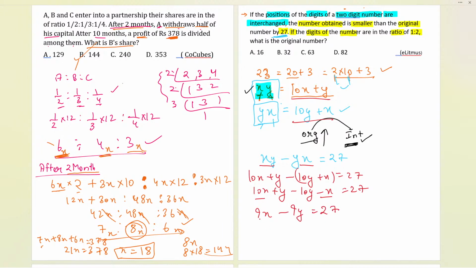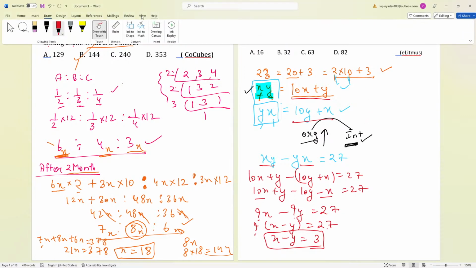If I simplify, 9 we can take common. Taking it to the other side, x minus y will be 3, since 27 by 9 is 3. So x minus y equals 3. We have got our equation. Acha, how can I proceed now? We have got our equation.